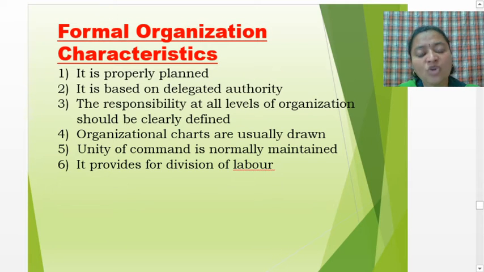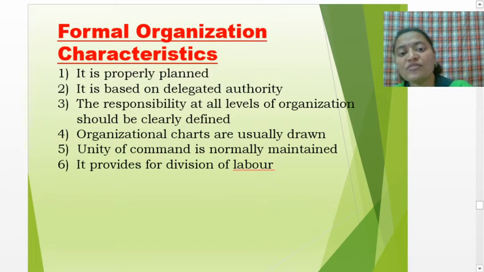The next one: organization charts are usually drawn. What do you mean by organization chart? An organization chart is similar to the organization structure. What do you mean by organization structure? It clearly defines, right from the stage of top management, middle level management and lower level management, how the authority flows from top management to middle level and lower level management. So that will be defined in the form of a chart, that is, organization charts.